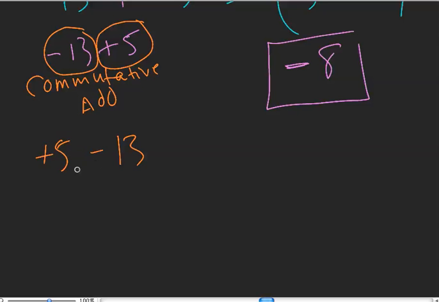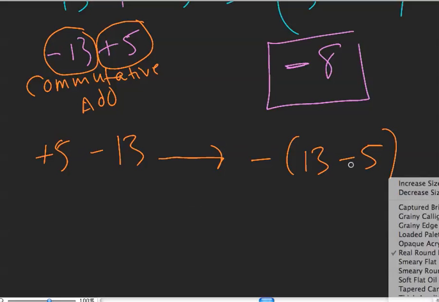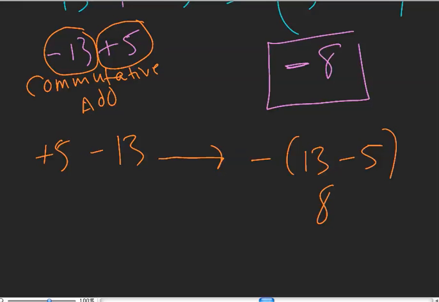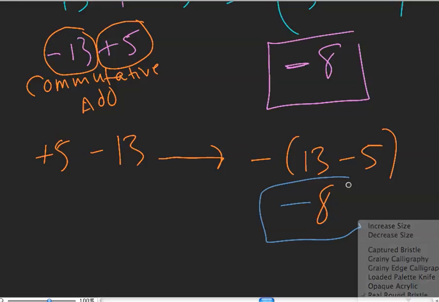And you know what 5 minus 13 is. I just told you it was the opposite of 13 minus 5. Right? And of course, we just found out that 13 minus 5 was 8. So the opposite of 8 was negative 8. And of course, that's the same answer that we just got.